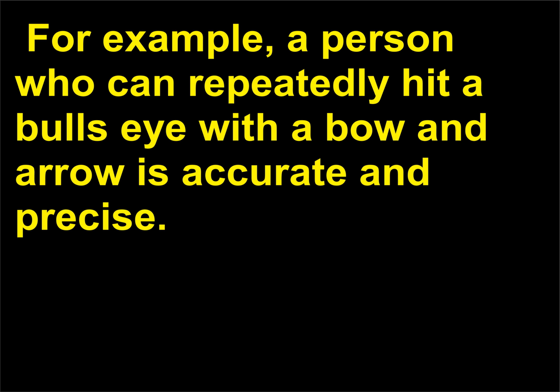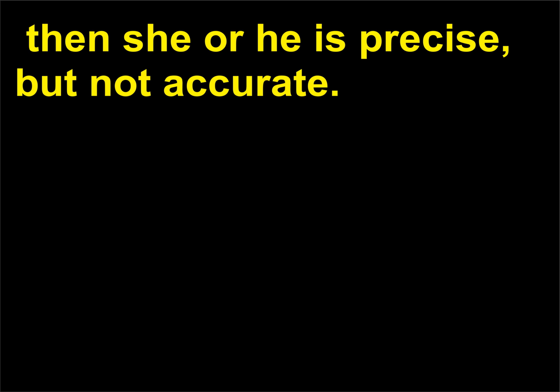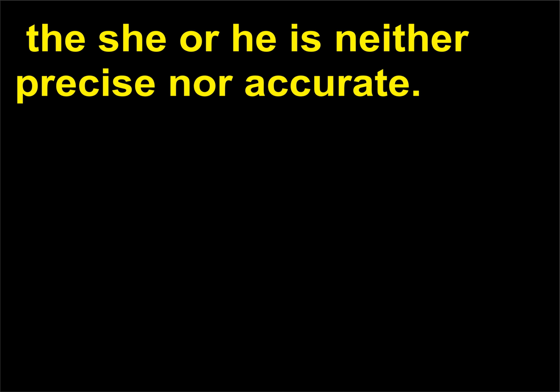For example, a person who can repeatedly hit a bull's-eye with a bow and arrow is accurate and precise. If the person's arrows all fall within a small region away from the bull's-eye, then she or he is precise, but not accurate. If the person's arrows are scattered all over the target and the ground behind it, then she or he is neither precise nor accurate.